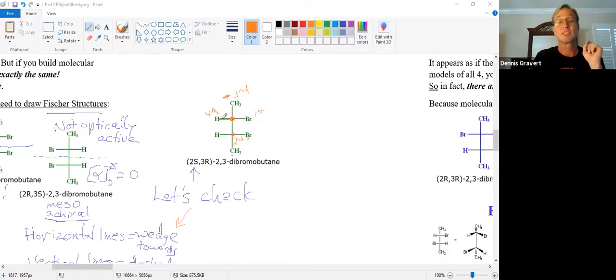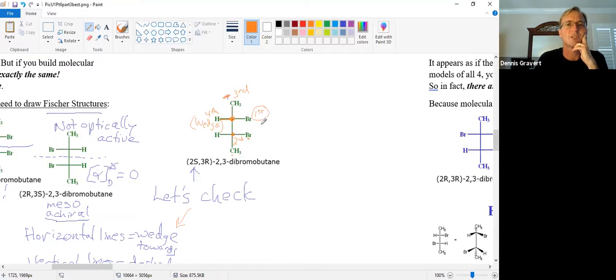It means we change our answer. This configuration is either R or S, 50-50 shot. If it was pointing away, we could get it right. But because it's pointing towards us, we're going to get it wrong. So we just change our answer. So this bond is wedge. Step 3 says, no, the 4th group should have been away. And I'm saying, I know, but this is what I got. So change your answer. Well, what's the answer it looks like it is?